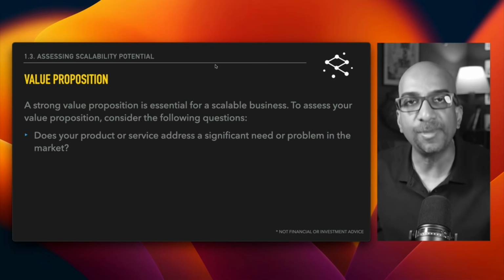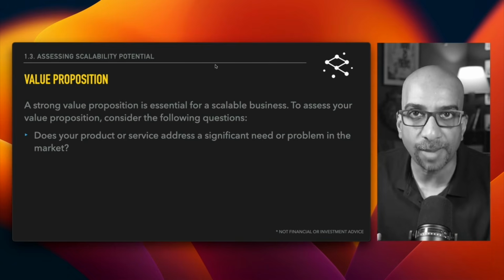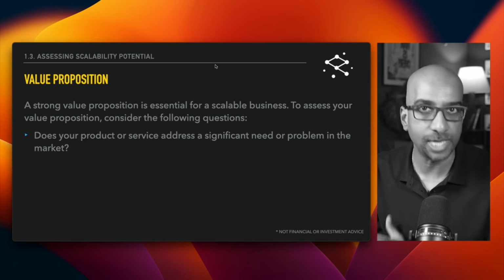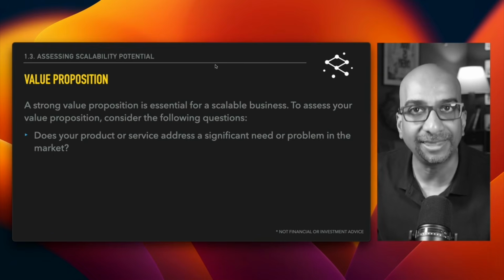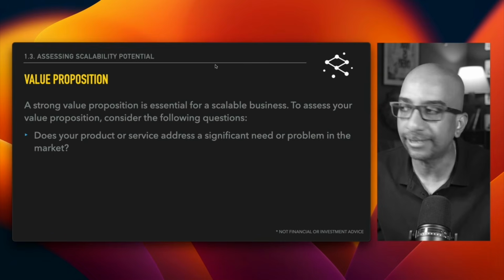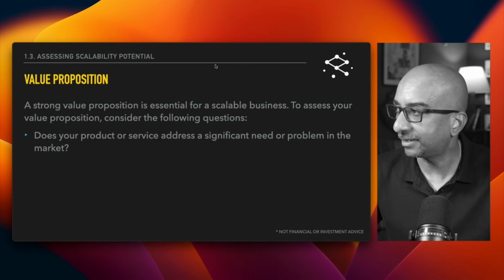You got to sit down and you got to be thinking about your value proposition all the time. It's not that you create a value proposition or you pay someone to create a value proposition and then that's it, right? No, your value proposition is one of the things that's a living, breathing thing. It's an evolving thing, right? So you got to take care of it. You got to nurture it. You got to be adapting it constantly.